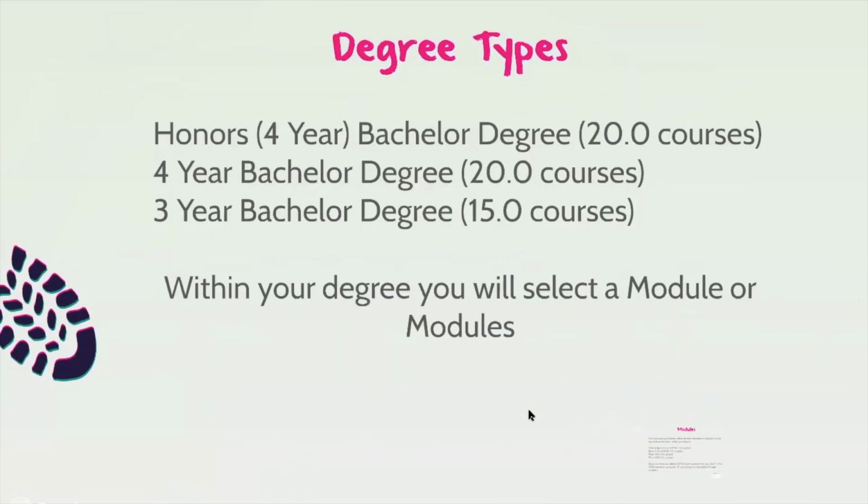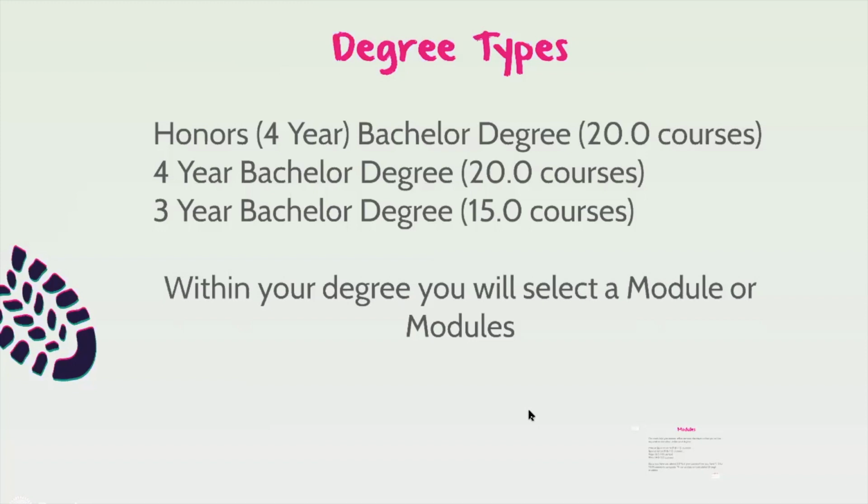Okay, so at Brescia, and at Western in general, we have three different types of degrees that you can pick from. We have the honors 4-year bachelor degree, which is comprised of 20 courses. We have the 4-year bachelor degree, which is also comprised of 20 courses, and the 3-year bachelor degree, which is 15 courses. We often get asked what the difference is between the honors bachelor degree and the 4-year bachelor degree. Mainly it comes down to the grades required as well as the different types of modules that are comprised in each. I will be reviewing that in just a second.